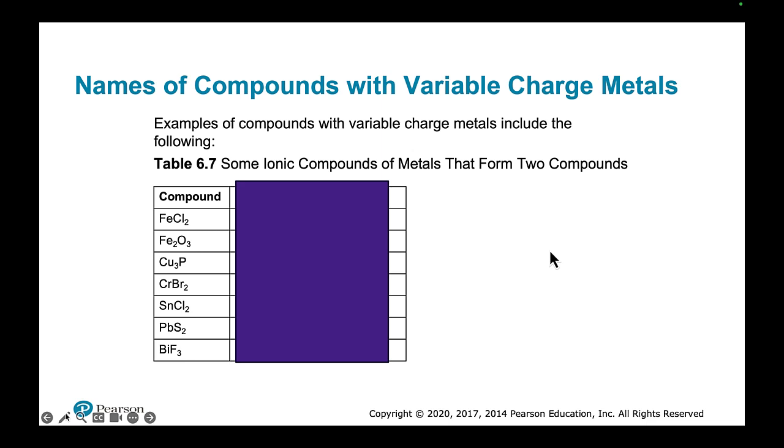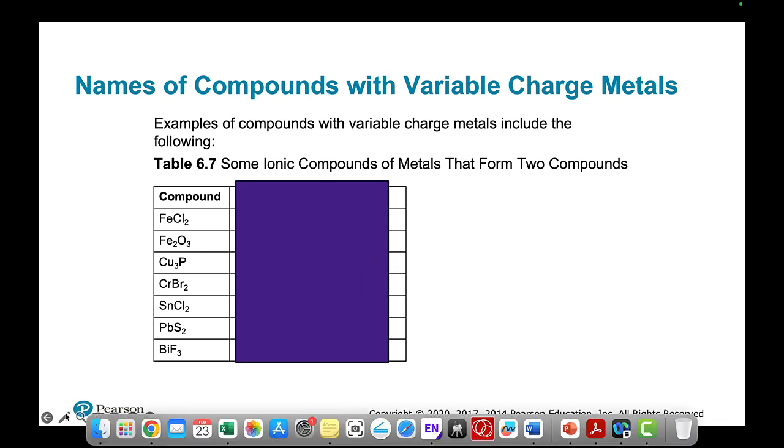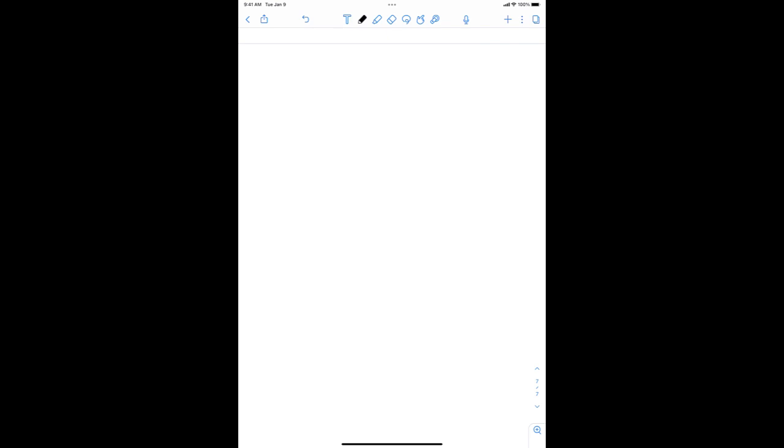Okay, so when you are naming compounds that have variable charged metals, again, you need to make sure that you use a Roman numeral to indicate the charge. So let's jump in and do a couple of examples from this table right here. The first example that we'll go over, the compound that they give us is FeCl2. We know that iron is one of those metals that can form more than one charge, more than one ion, and so we need to indicate what that is when we name it.